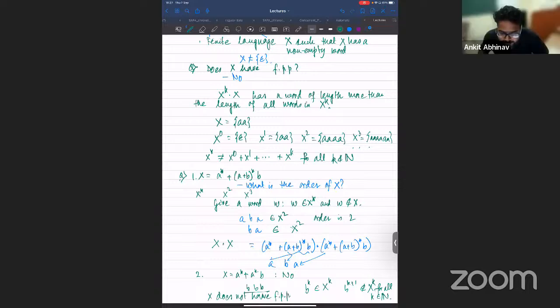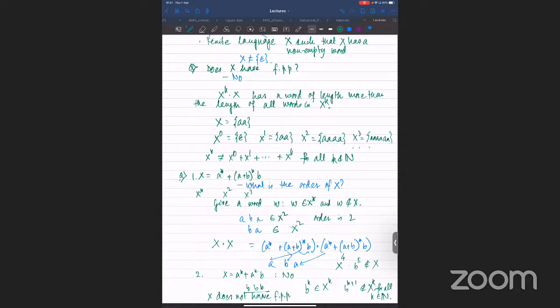Okay, B^k belongs to X^k, but B^(k+1) does not belong to X^k. B^(k+1) belongs to X^(k+1), right? Hence, for any k you choose, suppose X^4, B^5 does not belong to X^4, but B^4 of course belongs to X^4, right? You can construct all these sets and see that in fact it doesn't have FPP.